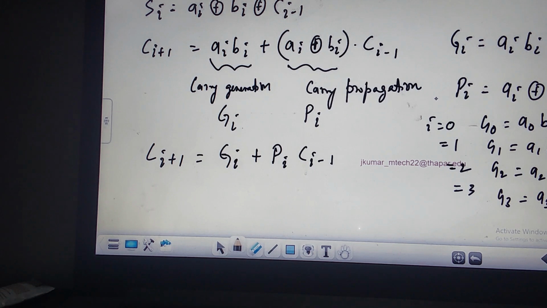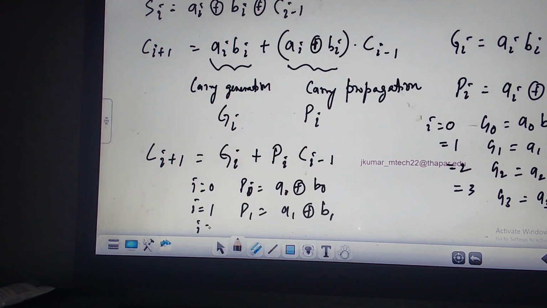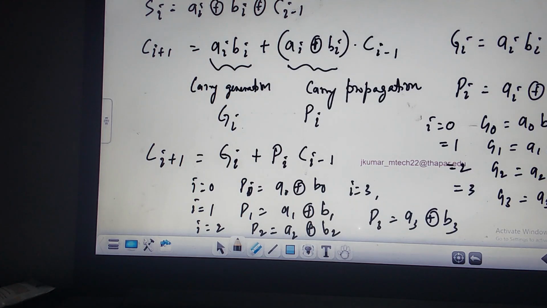What about PI? When I is equal to 0, P0 is A0 XOR B0. I equal to 1, P1 is A1 XOR B1. I equal to 2, P2 is A2 XOR B2. I equal to 3, P3 is A3 XOR B3. Did you understand? I'm just substituting I values for carry generation and carry propagation.